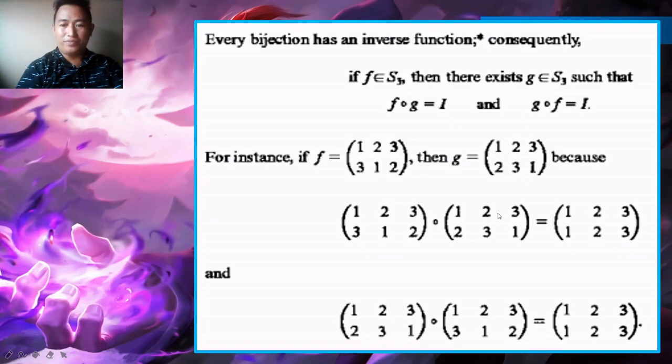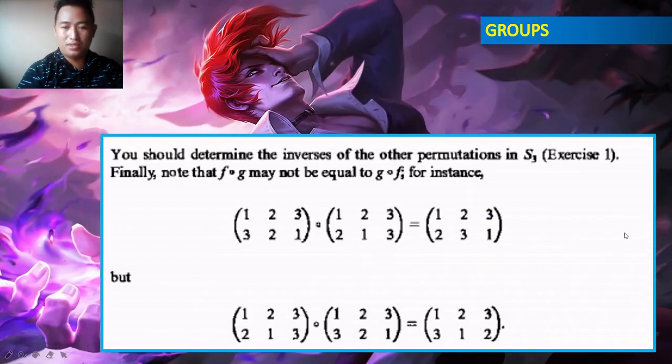Next ang 2. Dapat 2 plus expected 2 daw. So 2 goes to 3, 3 goes to 2. Okay, correct. 2. Next, for the 3, 3 goes to 1, 1 goes to 3. So 3 po siya. Okay.